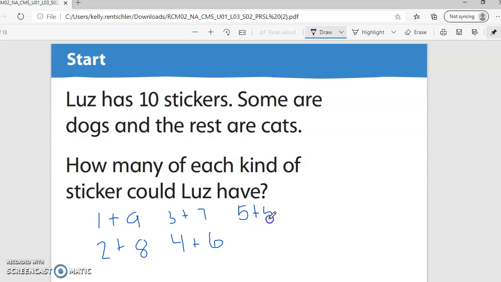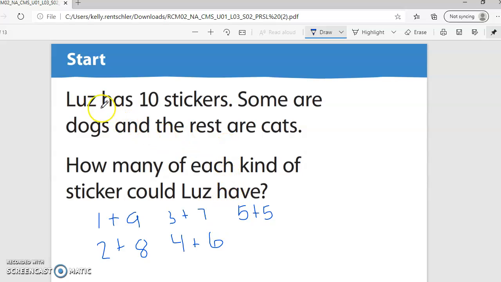5. And then for time purposes, I'm just going to tell you that these all can be flip-flopped too. So there's also 6 plus 4, 7 plus 3, 8 plus 2, and 9 plus 1. So there's many different ways to get to 10.